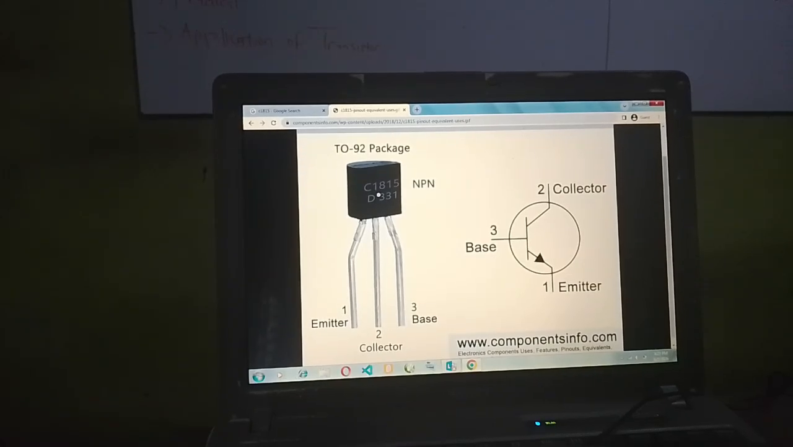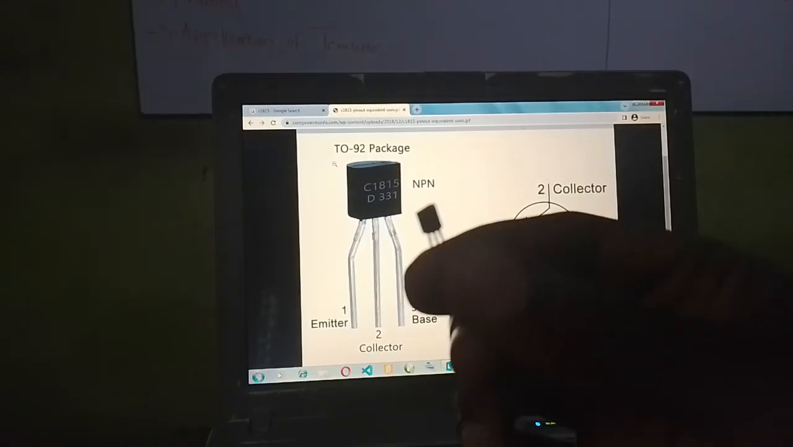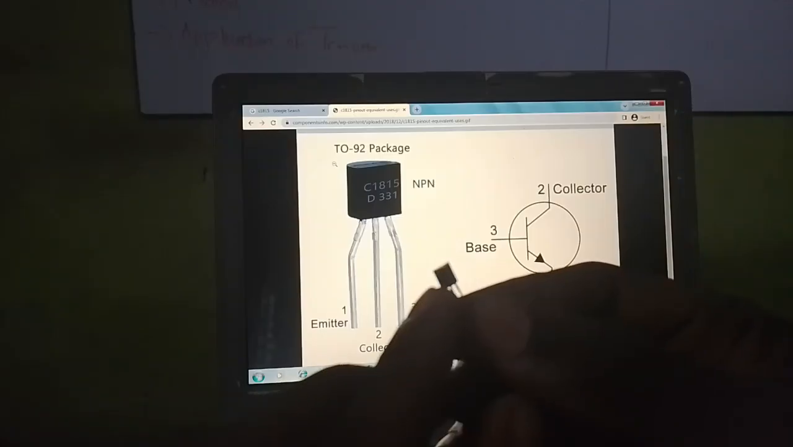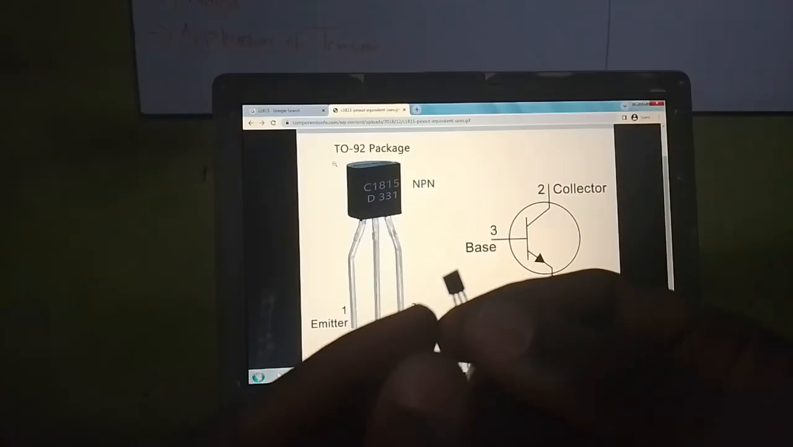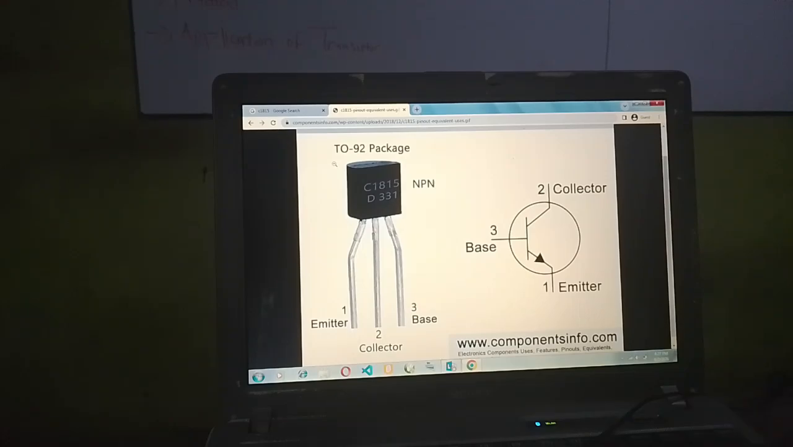And also look at the flat side I'm talking about. This is the flat side. This place that the name is written on is where you start identifying your emitter, your collector, and also your base. But this round place, where there's nothing written on, you don't need that place. It is this flat place that you are going to need.